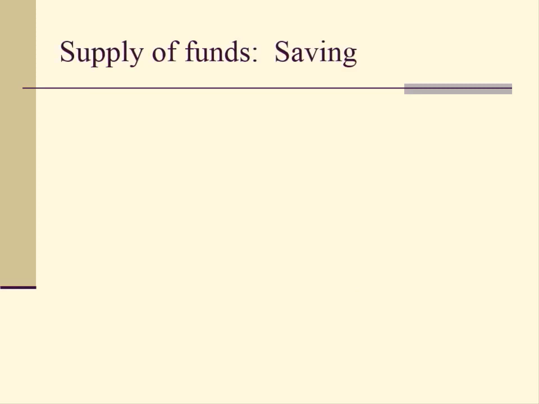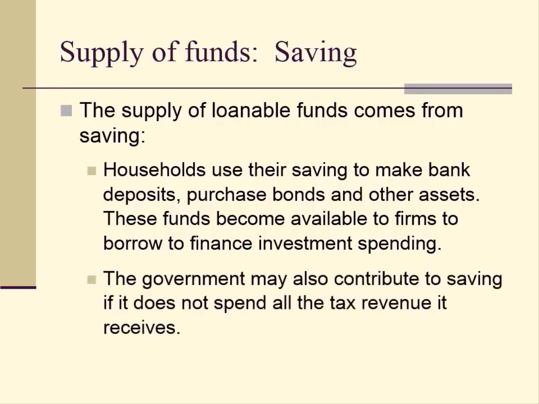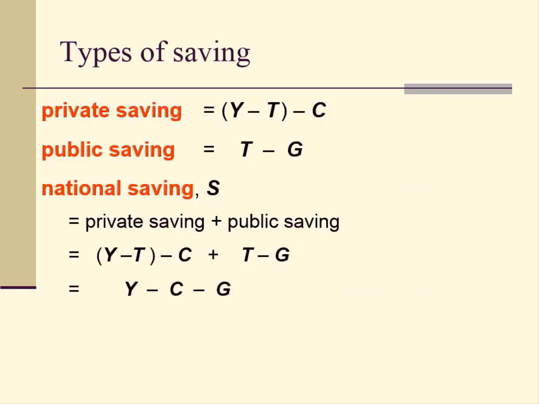Now look at the supply of loanable funds. The supply of loanable funds is related to savings. That is, households use their savings to make bank deposits, purchase bonds, and other assets. And these funds become available to firms to borrow to finance investment spending. In addition, the government may also contribute to savings if it does not spend all the tax revenue it receives. So the two sources of loanable funds are, one, the households, and two, the government.